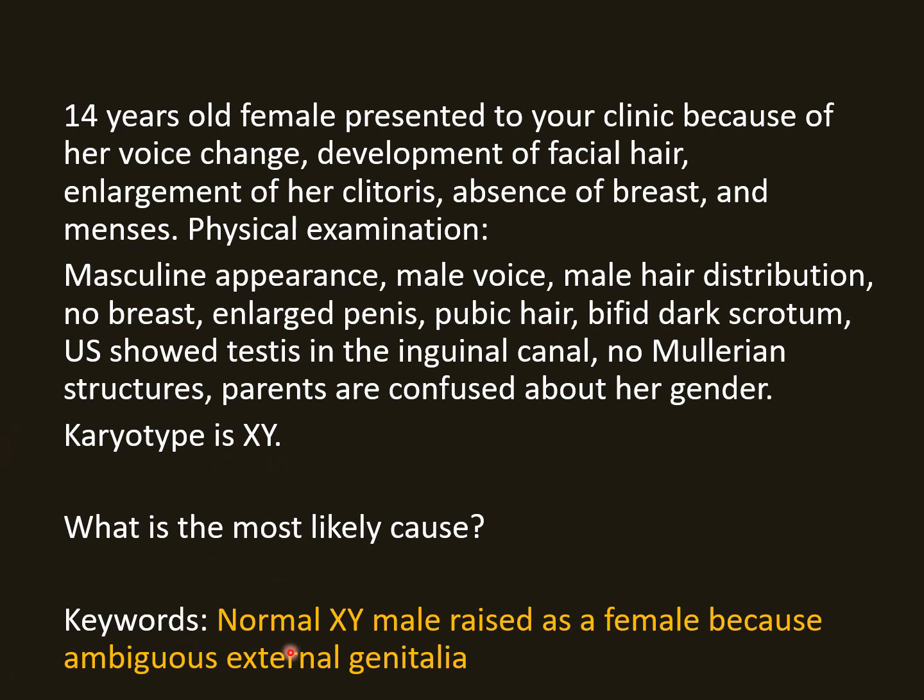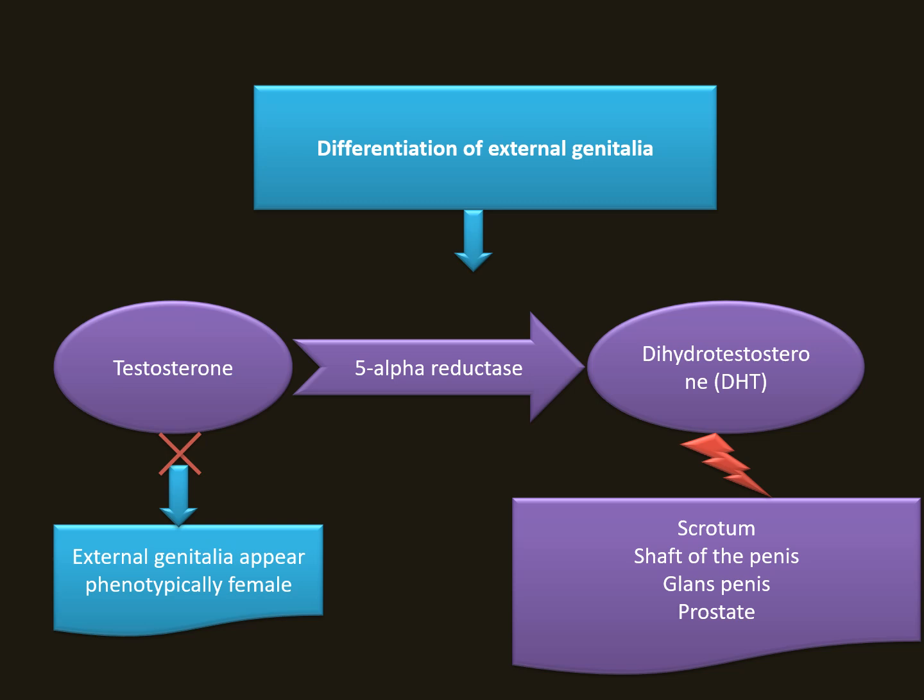The key word in this case is a normal XY male raised as a female because of ambiguous external genitalia. In order to understand this case, we need to go through this slide again. Differentiation of external genitalia. You need testosterone, and the testosterone needs to be converted to dihydrotestosterone in order to develop the male external genitalia. So this child has deficiency of 5-alpha reductase, and the testosterone is not converted to dihydrotestosterone, so they have ambiguous external genitalia.